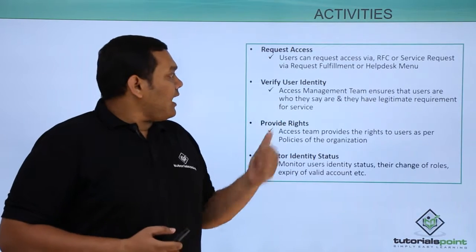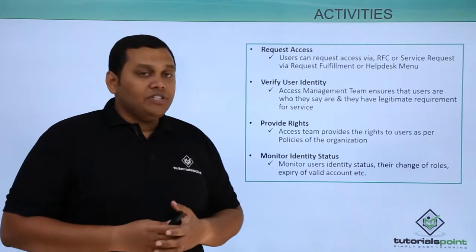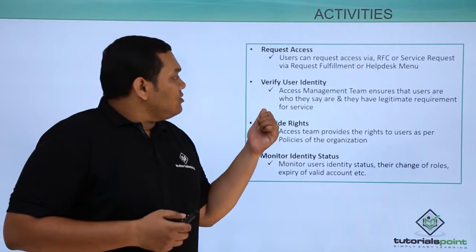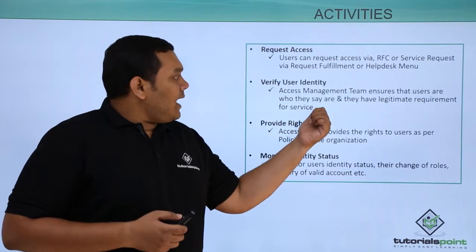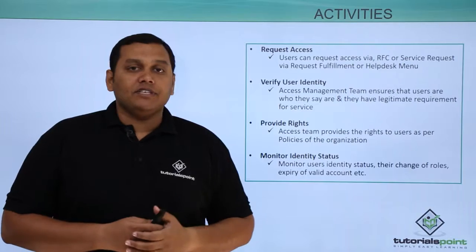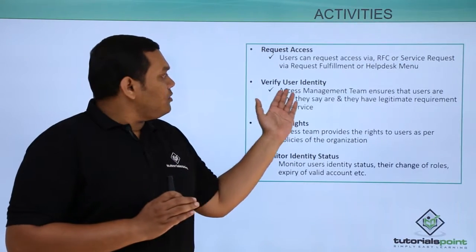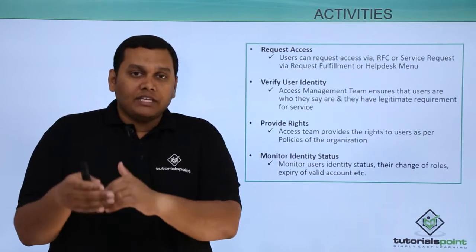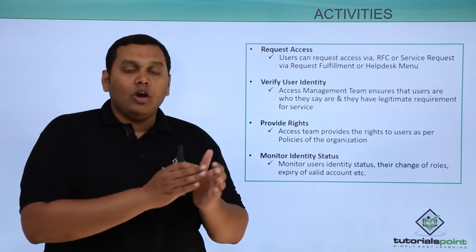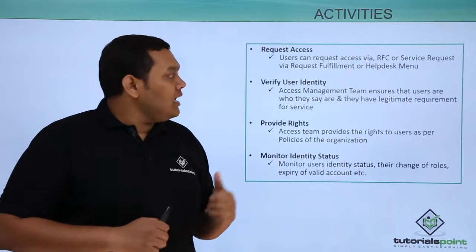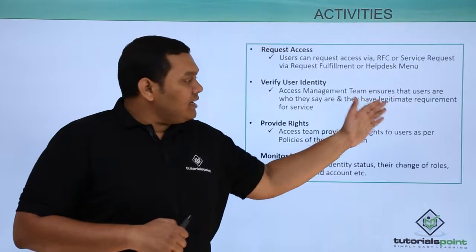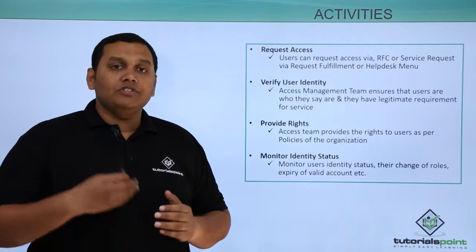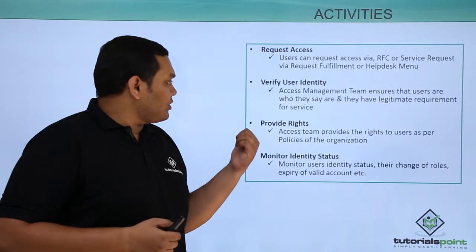Coming to verify user identity, the access management team ensures that users are who they say they are and that they have a legitimate requirement for the service. That means in this step, the access management team will verify that the user is a manager, a team leader, an employee, or a subordinate in a particular project, and also see that they have a legitimate requirement for the service to which access needs to be provided.